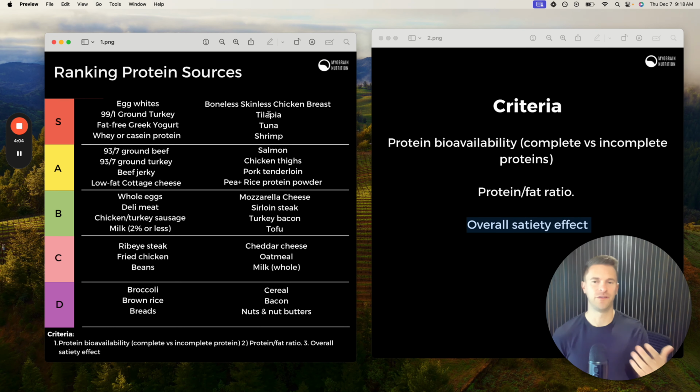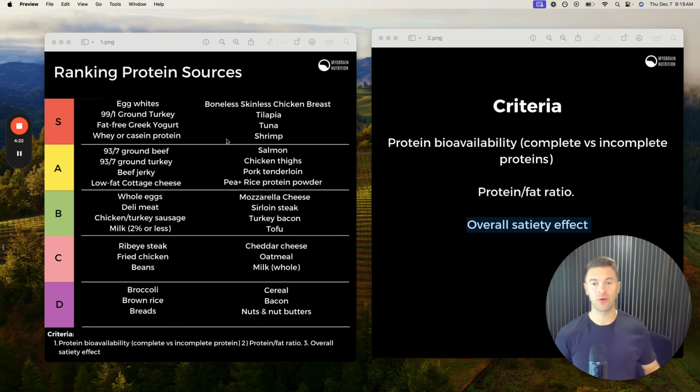A lot of different fish, but you get the idea, like a white fish will work very, very well in this S tier. So in order to reach this S tier, really the things that we need are all of this. They have to be complete proteins. They have to almost have no fat. And then by definition, they will promote fullness quite high.